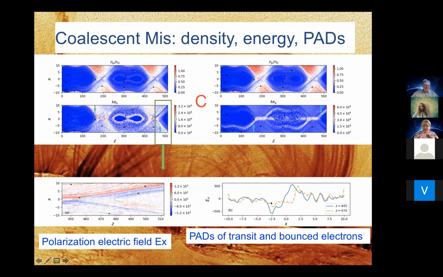The only thing for the coalescent island is that this polarization field works against acceleration and can decelerate particles, which is probably often observed. So the polarization electric field does not necessarily work every time in a coalescent island.